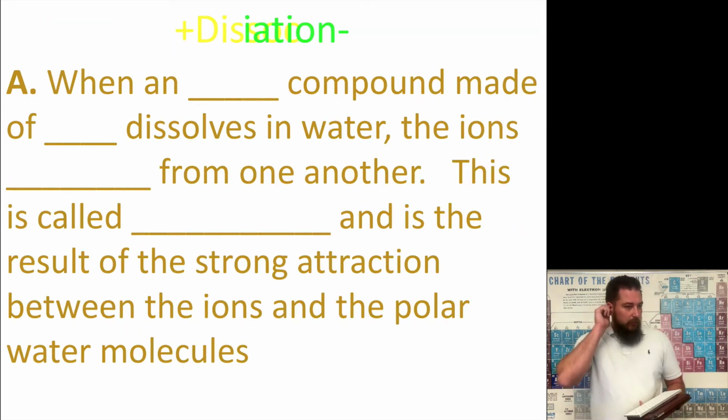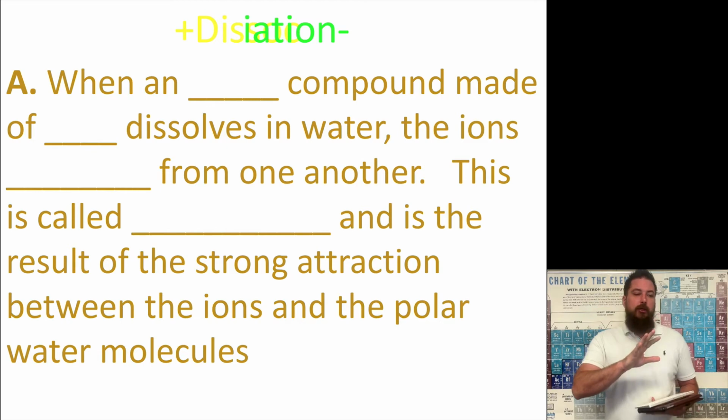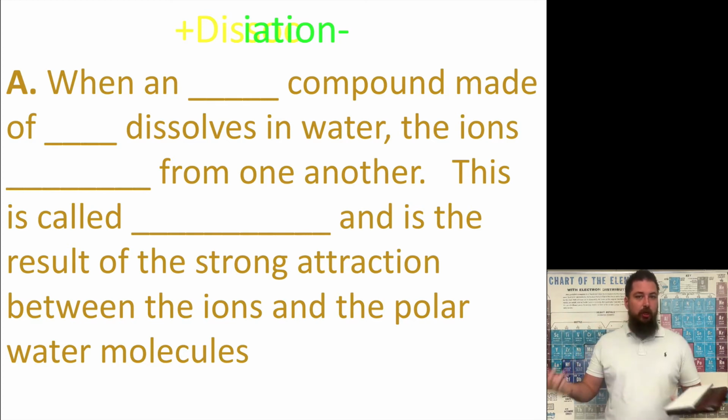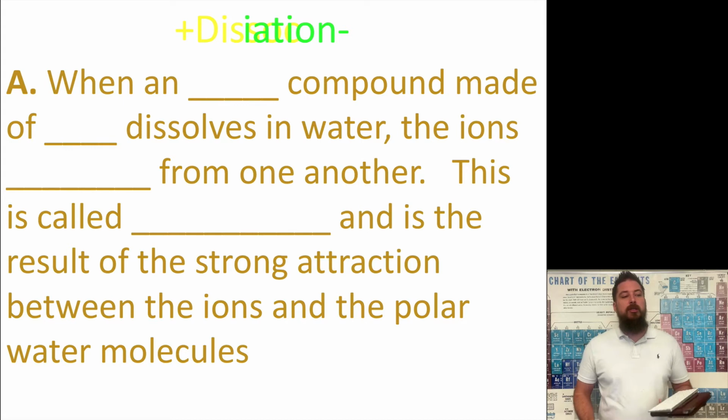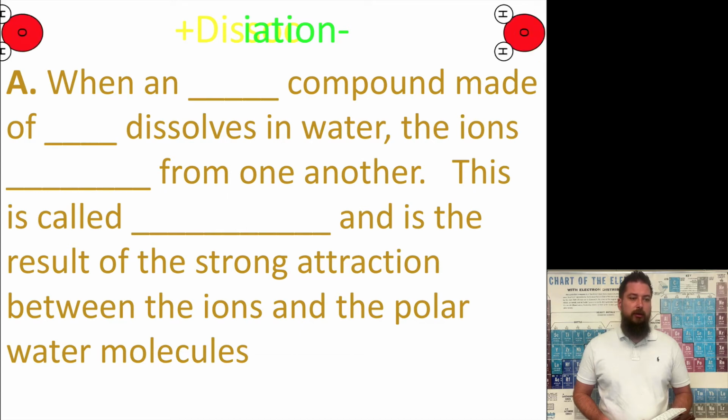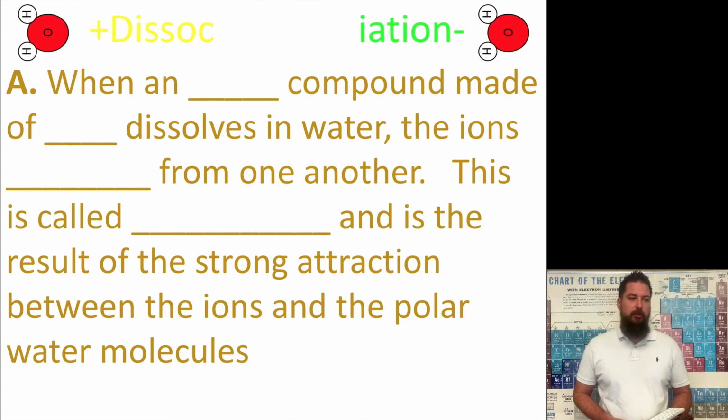Now, before we look at the notes here, I want you to look at the animation at the top here. Notice how it says dissociation, because that's the process of ionic compounds dissolving in solution. And notice how we have the positive cation and the negative anion. Well, look what happens here. I'm going to show it again.